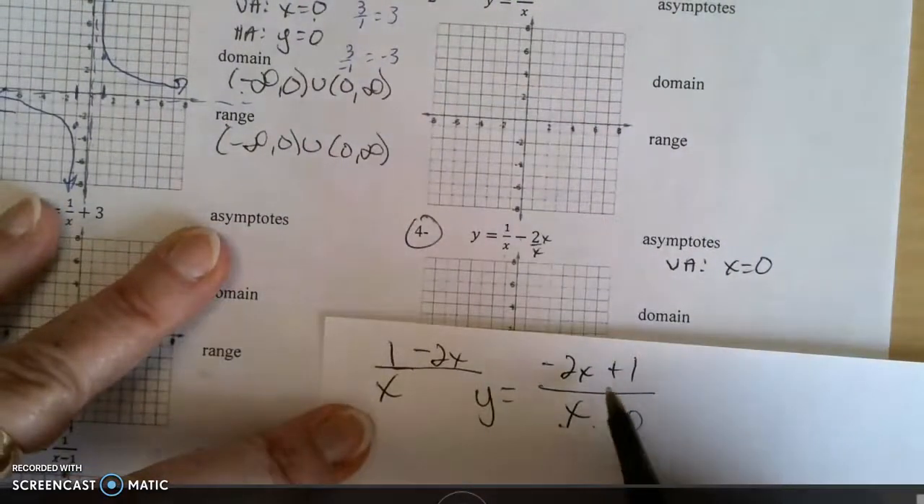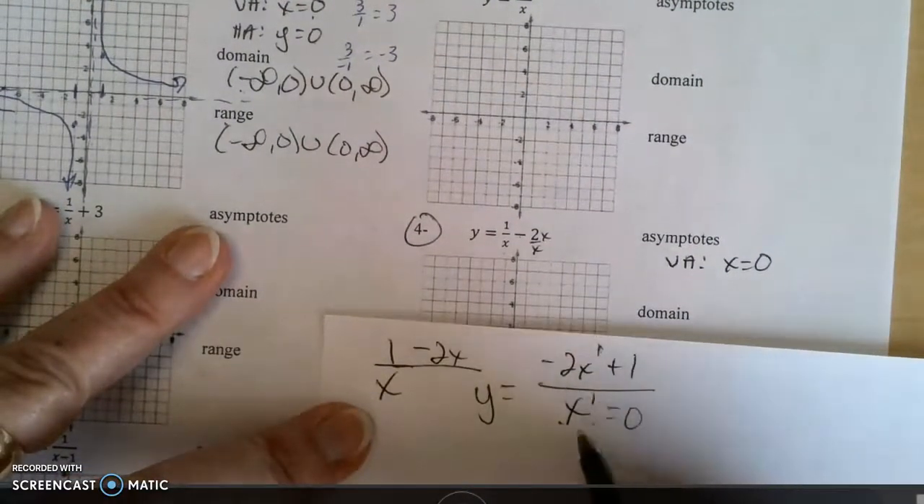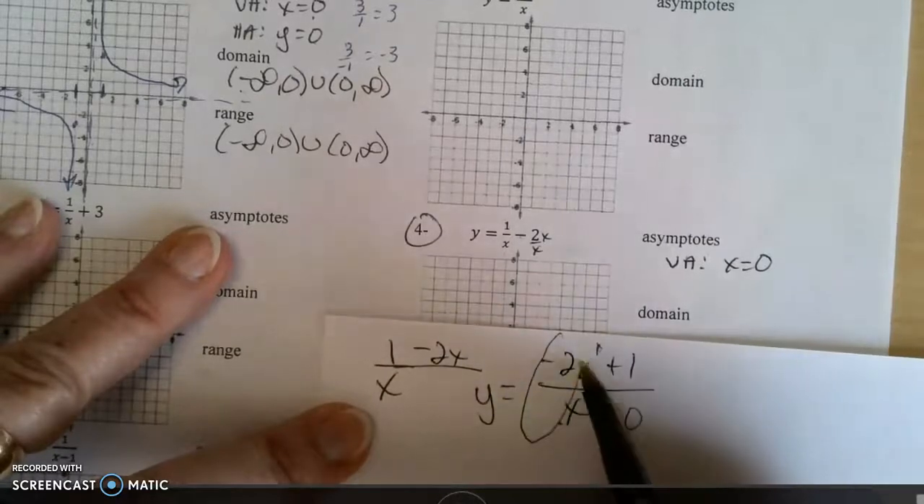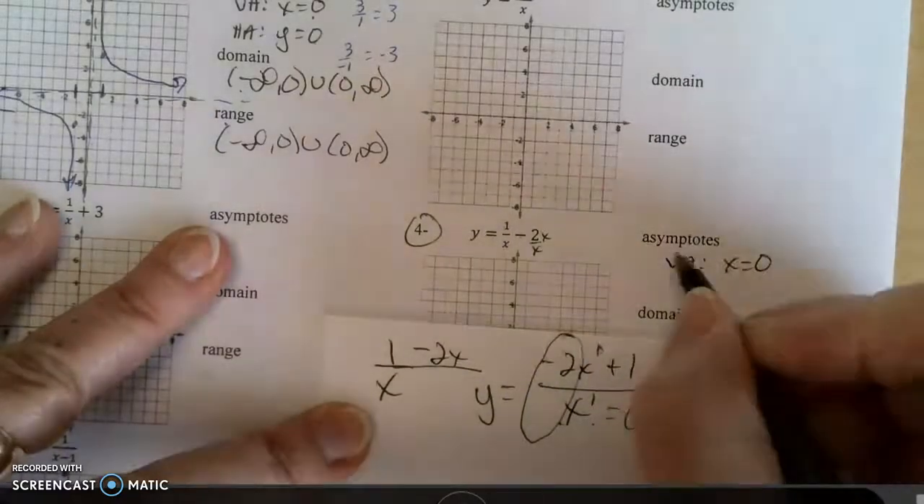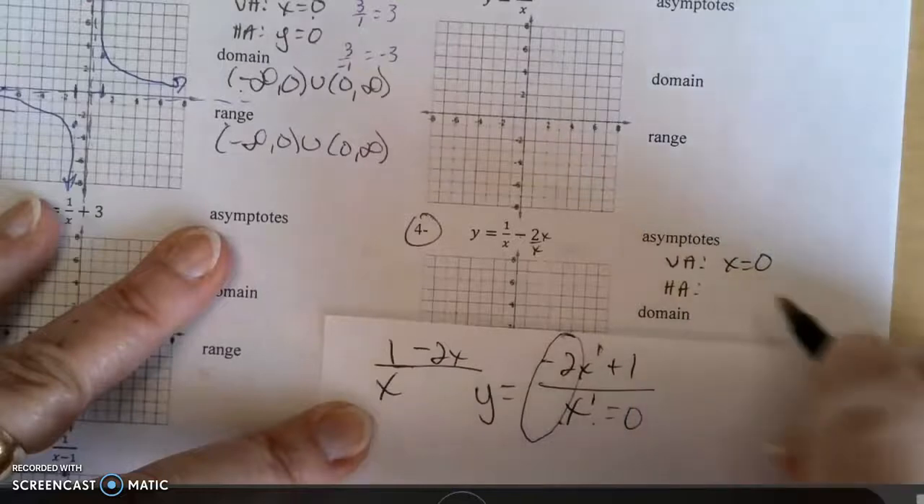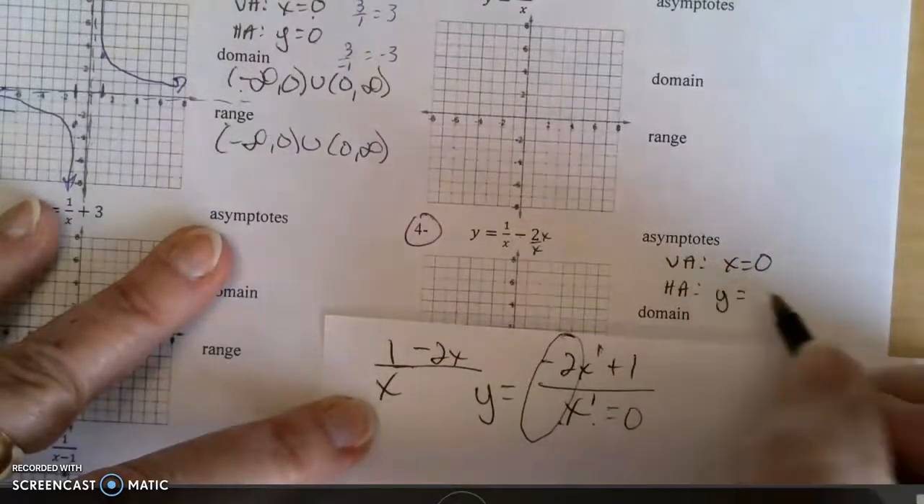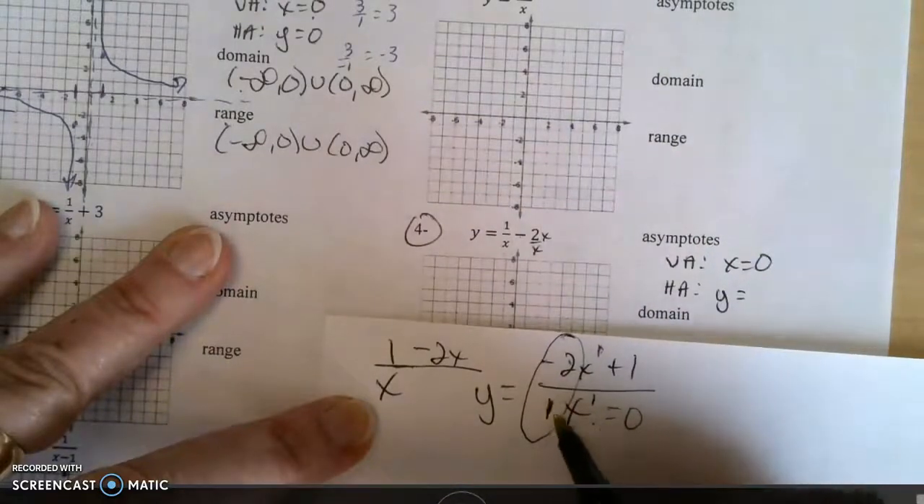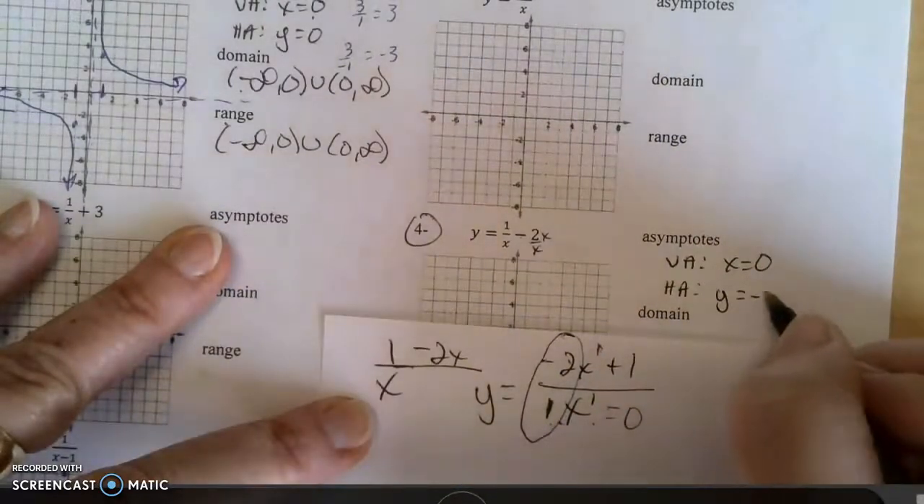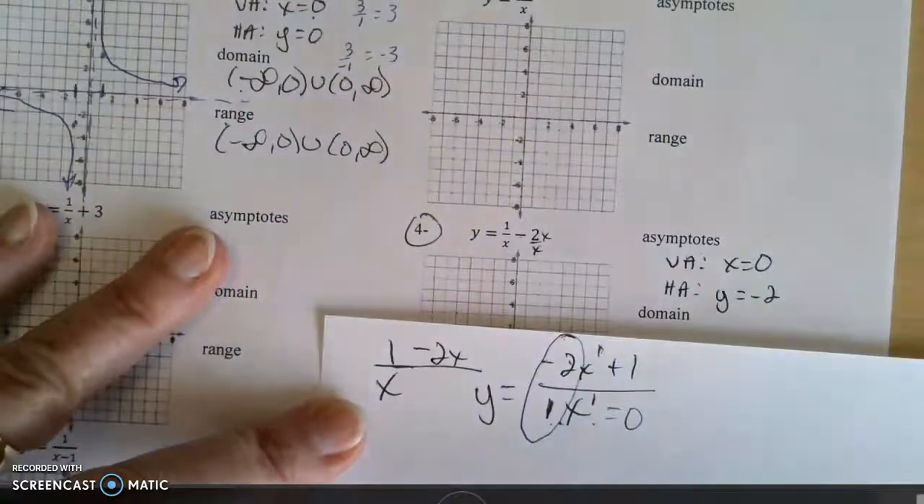But now look, they both have the power of 1, so I look at the numbers in front to get my horizontal asymptote. This is case 2. So my horizontal asymptote is -2 over 1, which is -2.